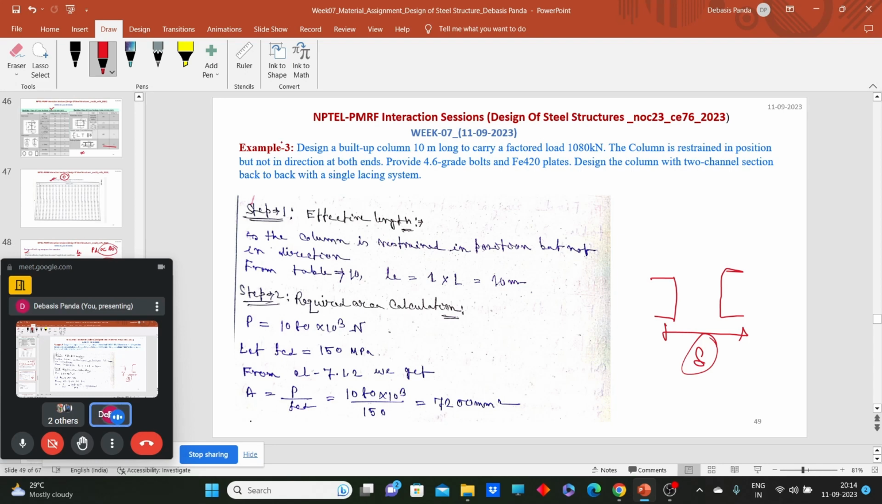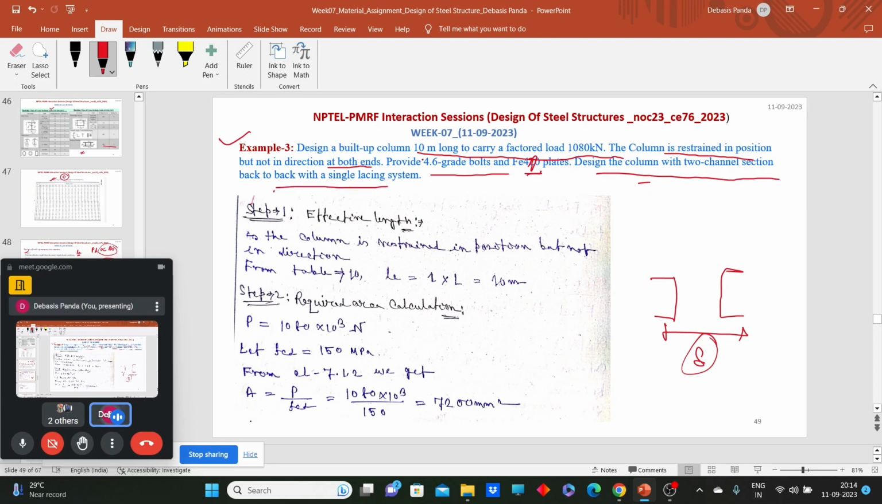Here the example says, design a built-up column 10 meters long to carry a factored load of 1080 kilonewton. The column is restrained in position but not in direction at both ends. That means a hinged column. Provide 4.6 grade bolts, Fe 410 plates, and design the column. Now here is the part: design the column with two channel sections back to back with a single lacing system.